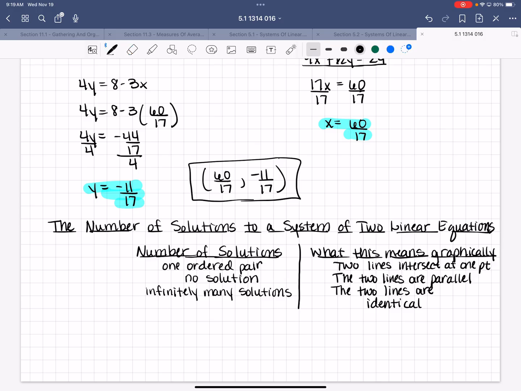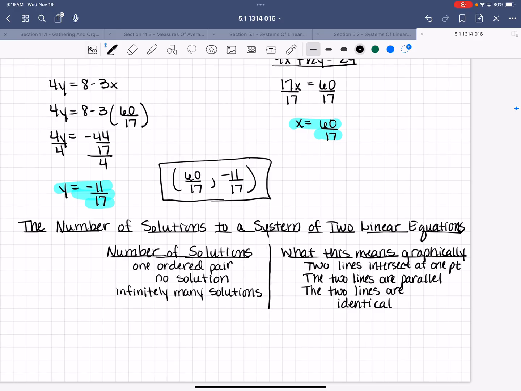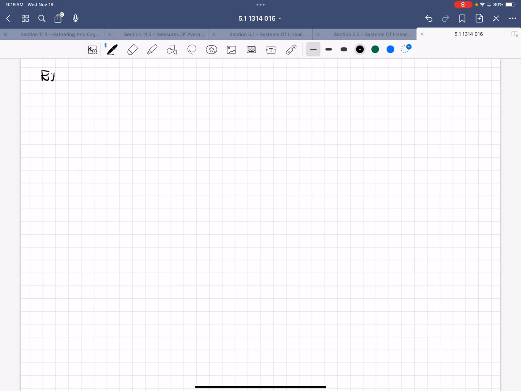All right, so we do have example 5 and 6 still on 5.1, because we need to look at when they're parallel, and when they're the same line. Example 5 says solve the system. Now, it doesn't tell you that you have to do it by substitution or by addition. It just says solve the system. I have 5x minus 2y equals 4, and negative 10x plus 4y equals 7.